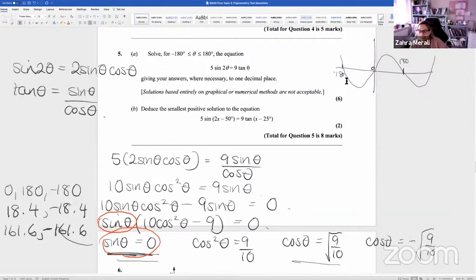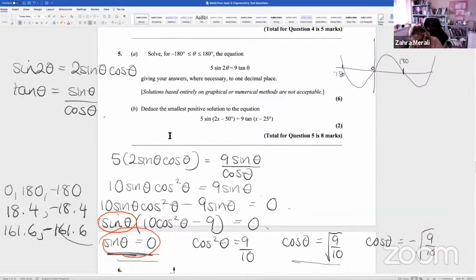Okay, deduce the smallest positive solution to the equation. Okay, so if we match them up, we can see, so first of all, we're going to say which of the numbers. Okay, I can see what they've done. Sorry, I was just reading the question.